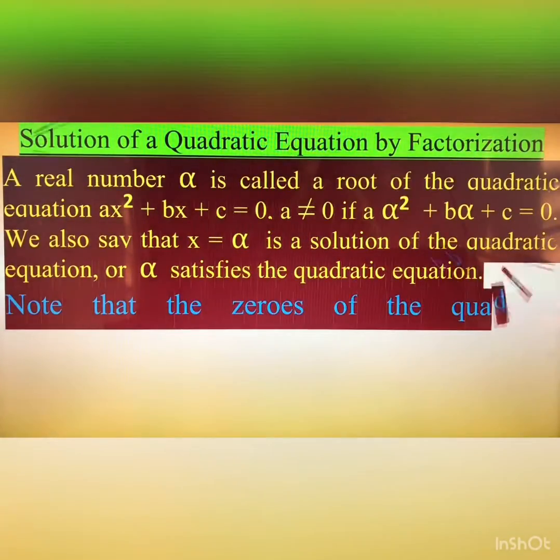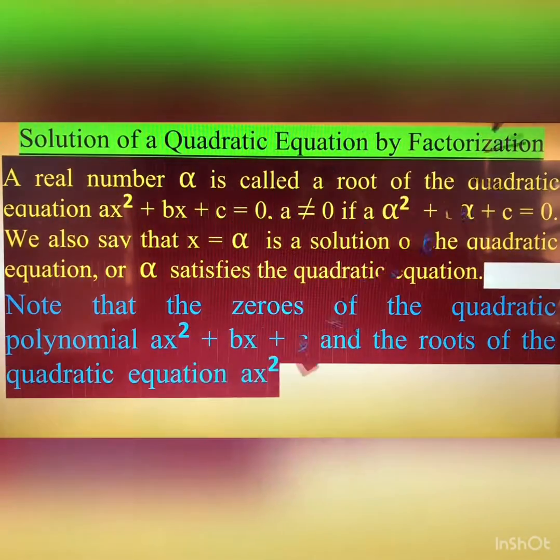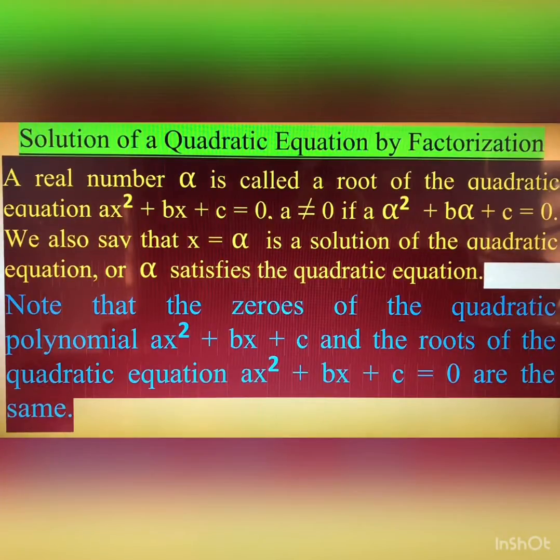Note that the zeros of the quadratic polynomial ax square plus bx plus c, this is a quadratic polynomial, and the roots of the quadratic equation ax square plus bx plus c equal to 0 are the same things. Means if a polynomial is given, then the solution of that polynomial is called zeros. And if a quadratic equation is given, that is it is given equal to 0, it means it is an equation, and in that case the solution is known as the roots.